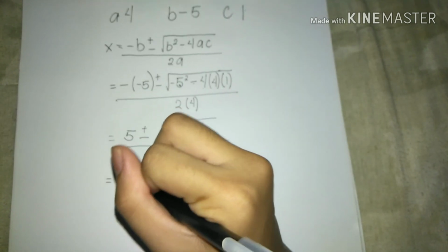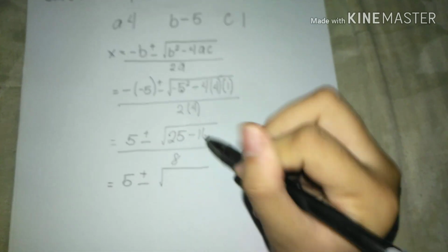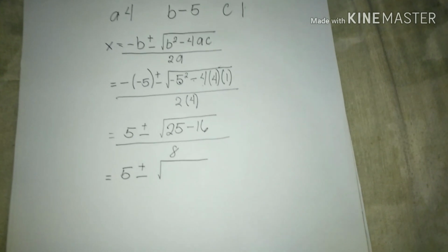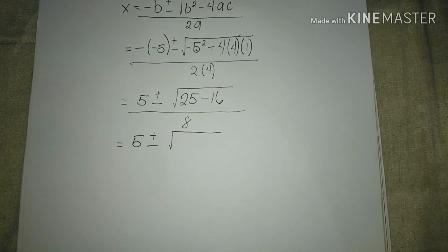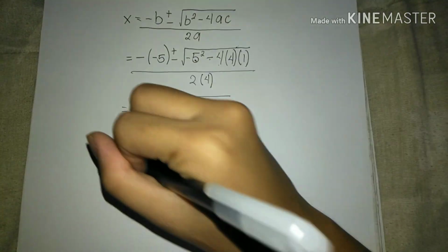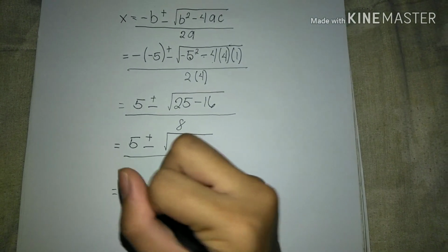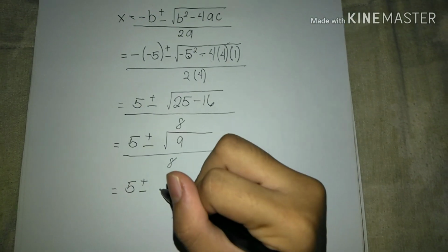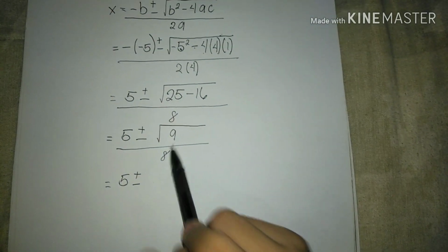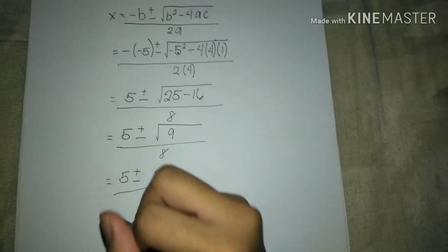Next. Positive 5 plus minus square root of 25 minus 16 is equal to positive 9 over 8. Positive 5 plus minus the square root of 9 is equal to positive 3 over 8.